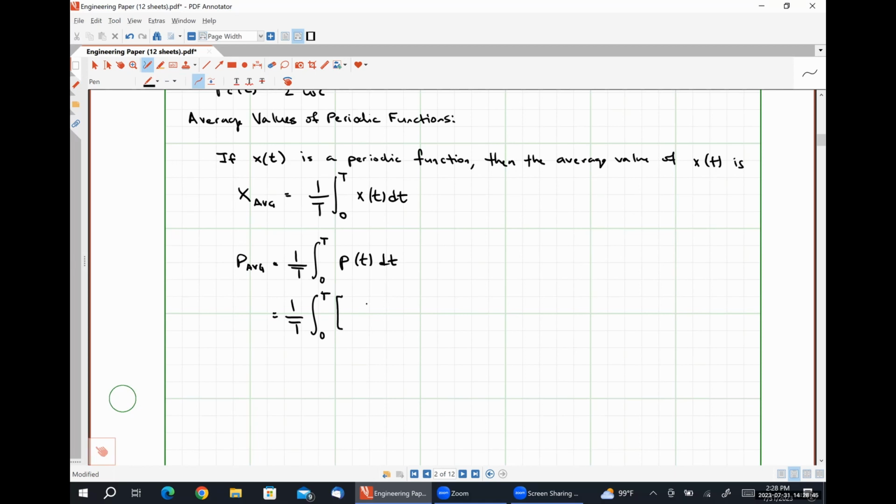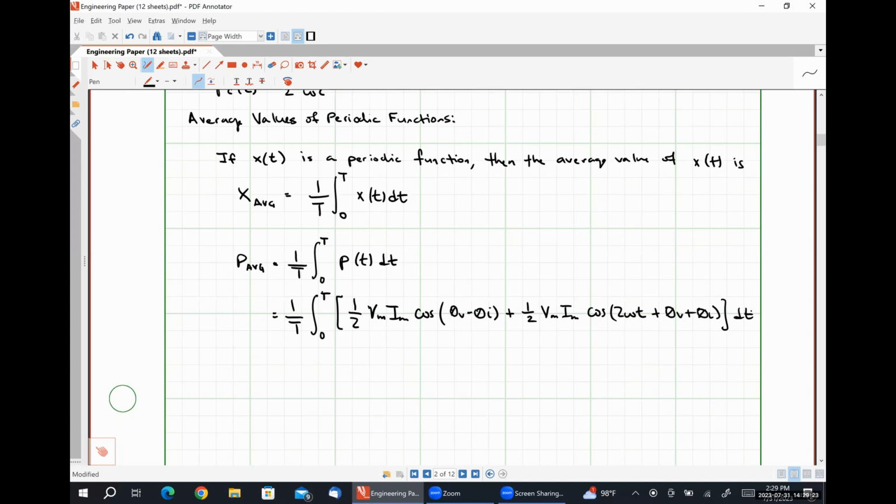That is 1/2 Vm Im cosine, excuse me, that's not right. Cosine of theta v minus theta I, plus 1/2 Vm Im cosine of twice omega t plus theta v plus theta I, close my brackets, dt.